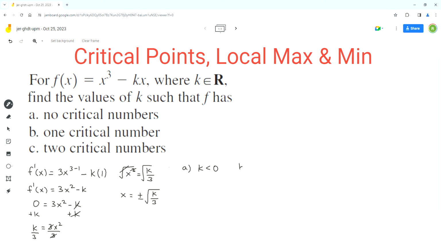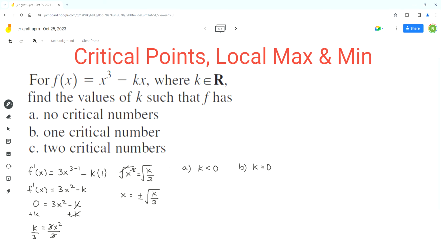Now let's analyze part B. The function should have one critical number. The expression that we got for x is plus or minus the square root of k over 3. So we have two cases, the plus and the minus. Now we want just one critical number, and we'll get one critical number if k is equal to 0, because 0 does not have a plus or a minus sign. 0 is just 0. So we'll get one critical number for this function if k is equal to 0, because then the value of x will just be 0.